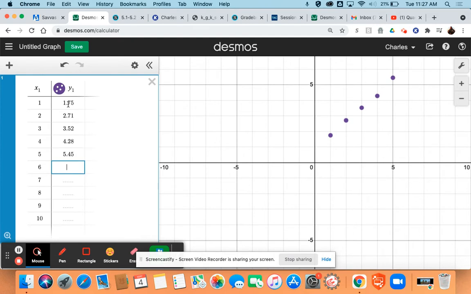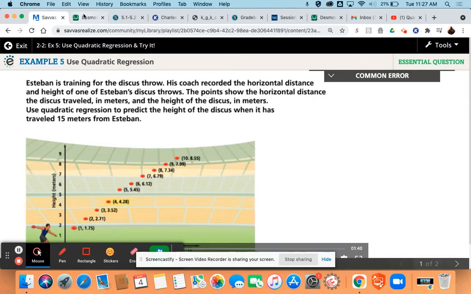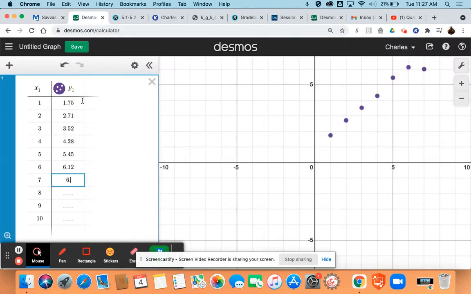You can see the points are showing up here on the graph as I'm typing them in. 6.12, 6.29. I want to double check that one and make sure I wrote that. 6.79, very important that we get them accurate. 6.79, 7.34, 7.99, and 8.55.